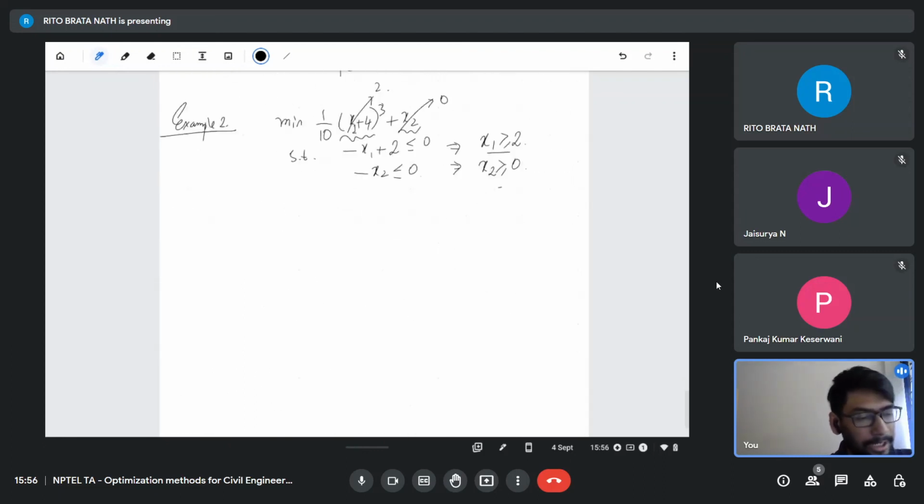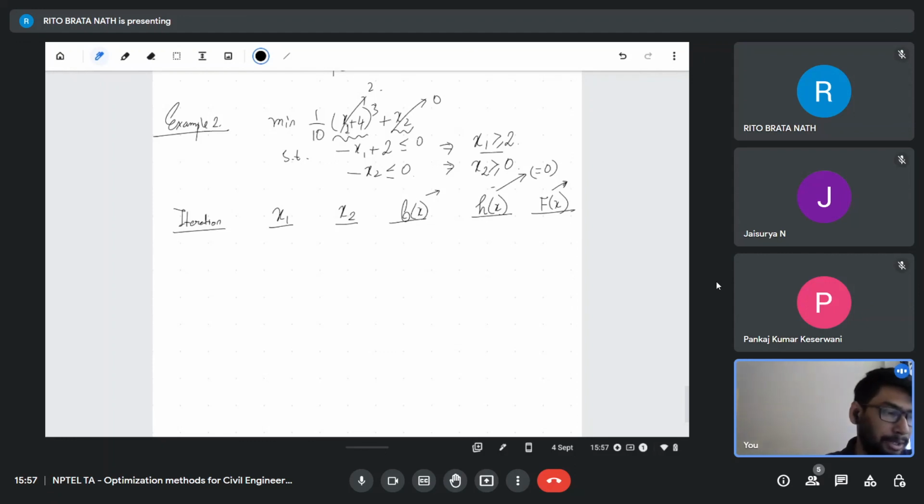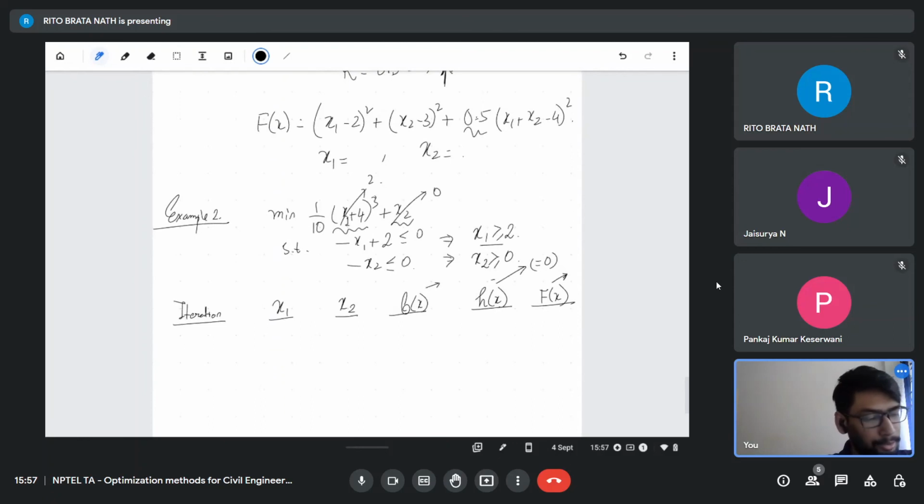So you can create one table like this. Probably this is your iteration, and you can solve these problems in Excel as well when you are given a large problem. This is x1, x2, fx, this is hx, the equality constraint value, and then this is your capital F value. Ultimately, after a few iterations, this hx has to go to 0, and this fx and capital Fx have to match, because if your hx gets to 0, your violation and penalty, everything will go to 0.